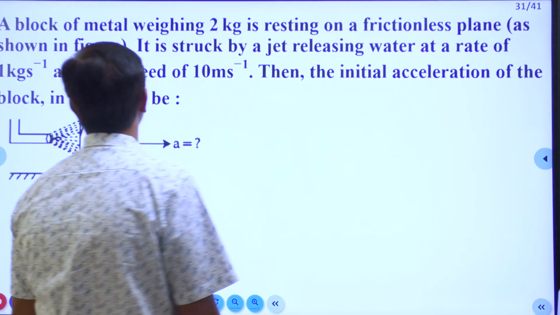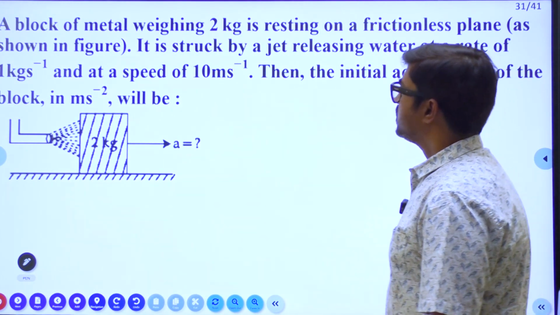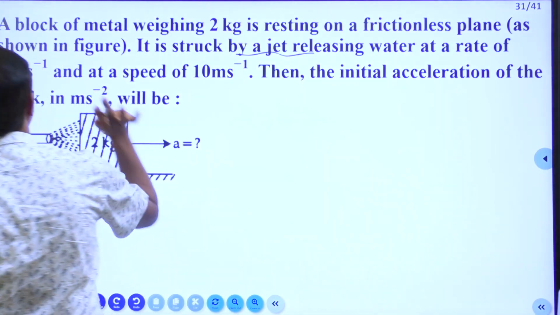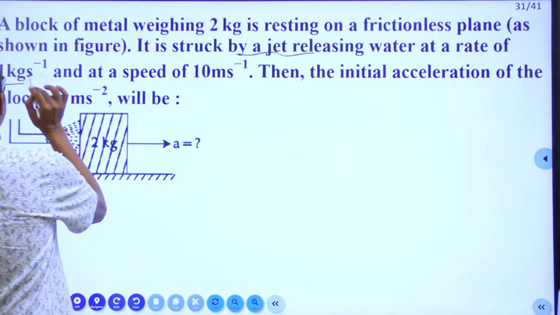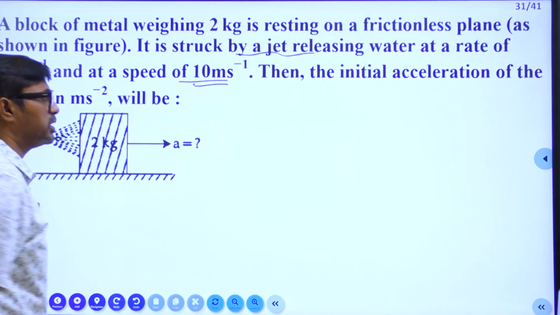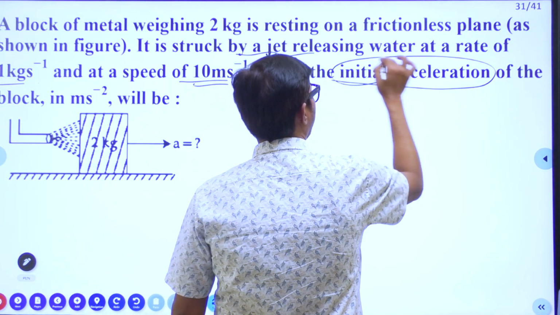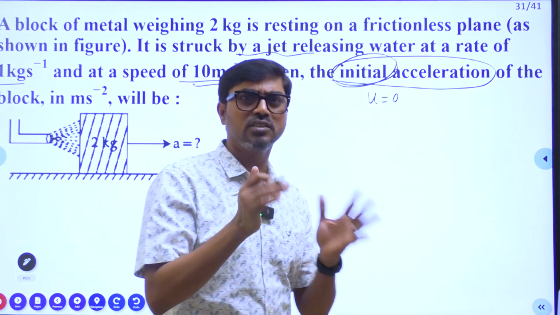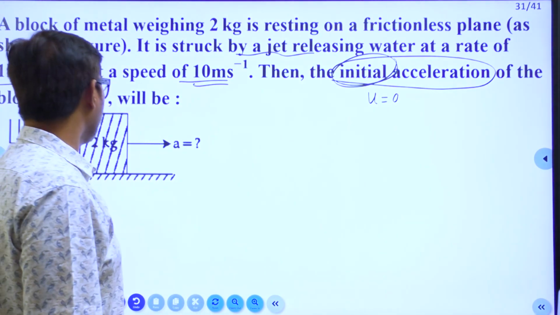A block of metal weighing 2 kg is resting on a frictionless plane. It is struck by a jet of water releasing at a rate of 1 kg per second. And the speed is also given. Mass flow rate is given. Speed is also given. Speed is 10 meter per second. Then they are asking initial acceleration. They are asking only initial acceleration. Initial acceleration meaning when velocity of the block is still 0. It hasn't started moving. Velocity is 0, but acceleration is how much? That's what they are asking about.